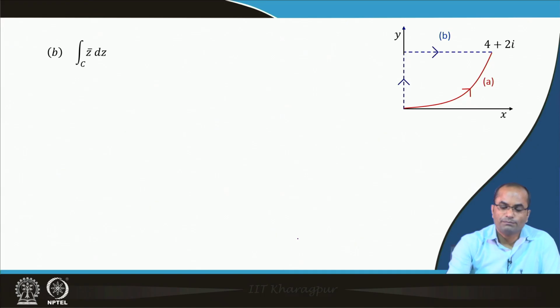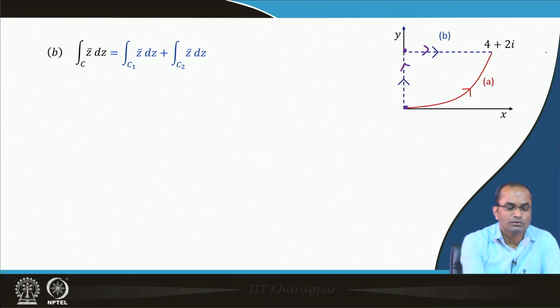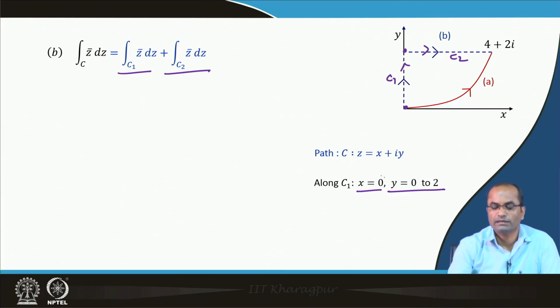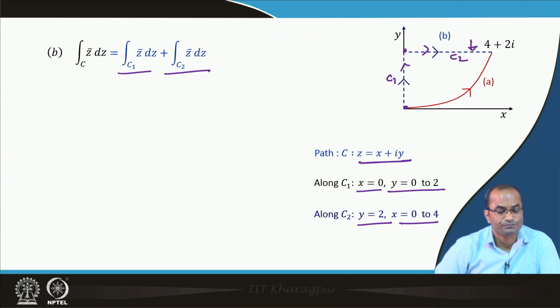Now, for the second part we choose the other path here. First we go from 0 to 2i, and then we vary in the direction of x. So we have two curves basically, C1 and C2. C1 is x equal to 0 and y varying from 0 to 2. If we take z equal to x plus i y, along C2 the y is kept constant and x is varying from 0 to 4.